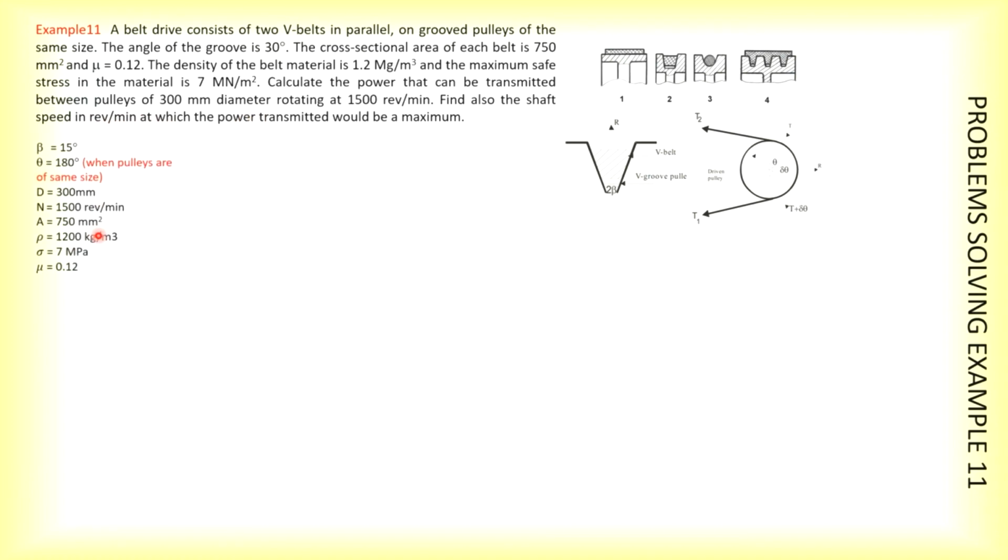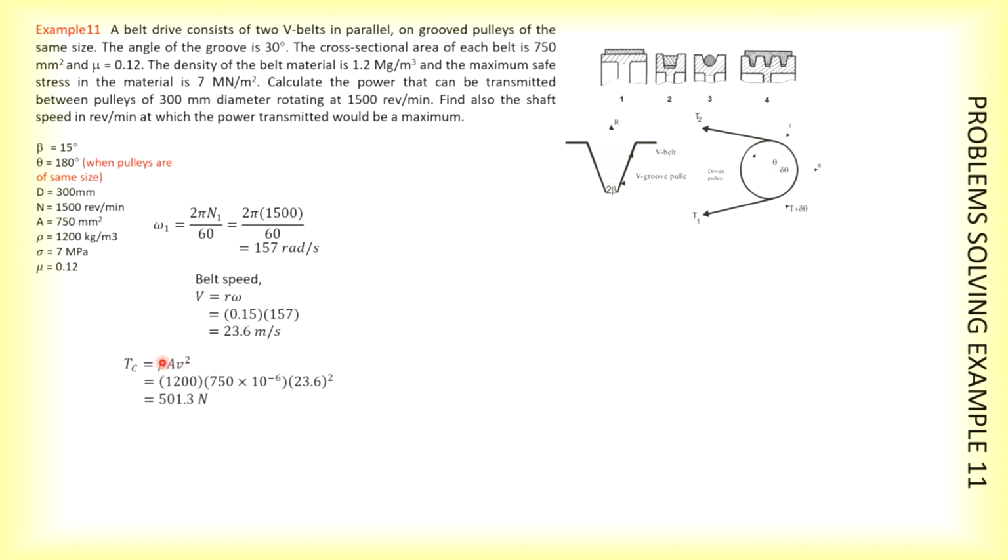So these are the given values and the speed. And then the belt speed is more than 10 meters per second, so you have to take TC into account in this case. We can find out TC, where rho, A and V, the tangential velocity, are given. So we can find out the centripetal tension straight away, 501.3 Newtons. Then the angle of lap, remember they say the pulleys are the same size.